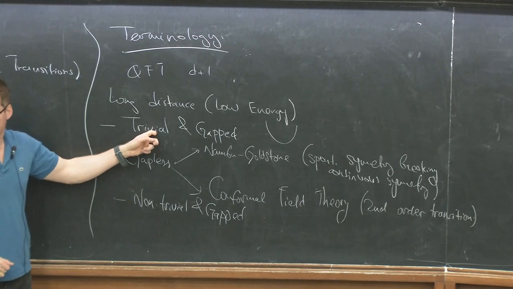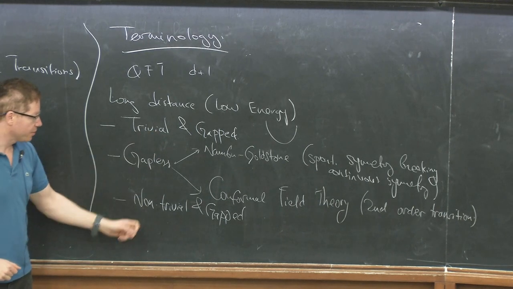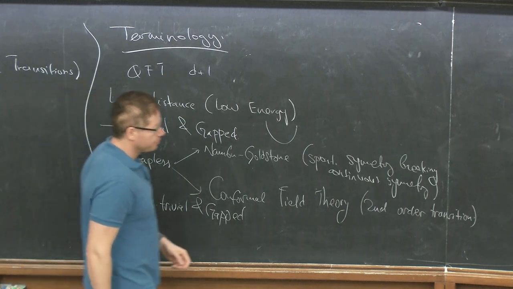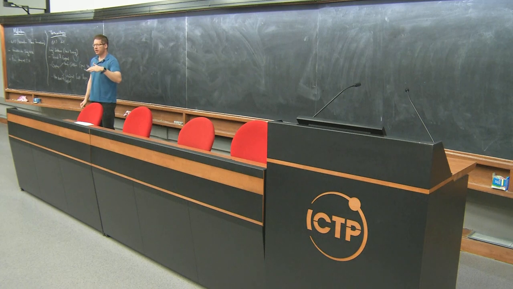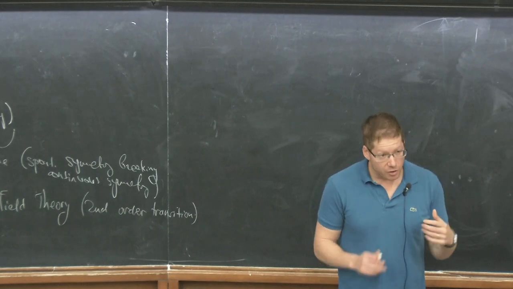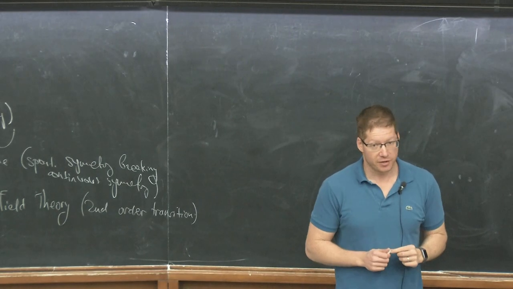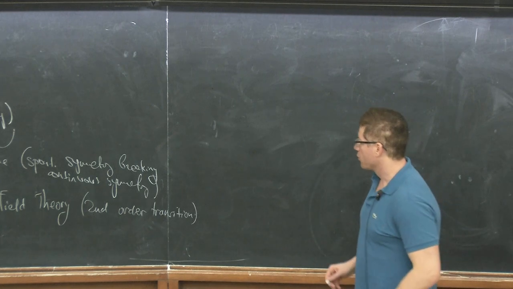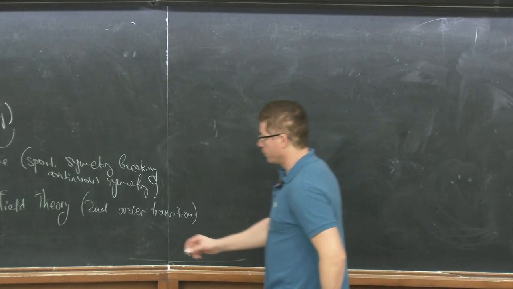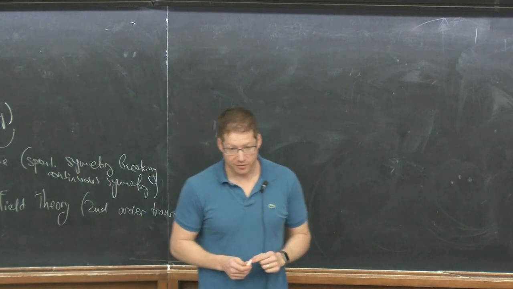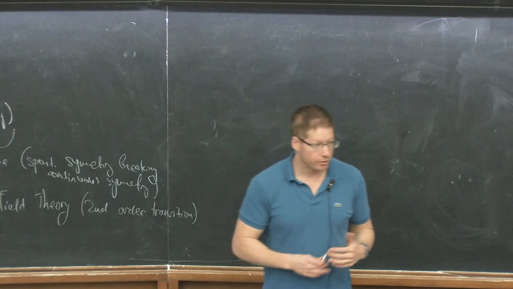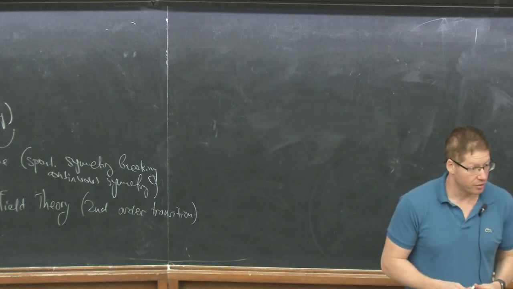So this should be contrasted with the first option, which is trivial and gapped. By non-trivial and gapped, what we mean is that the Hamiltonian doesn't have any propagating degrees of freedom which are at zero mass. So there are no massless propagating degrees of freedom. That's what the word gap stands for. But there's still something that one can measure at long distances. Even though there are no light particles, there is still something to be measured.